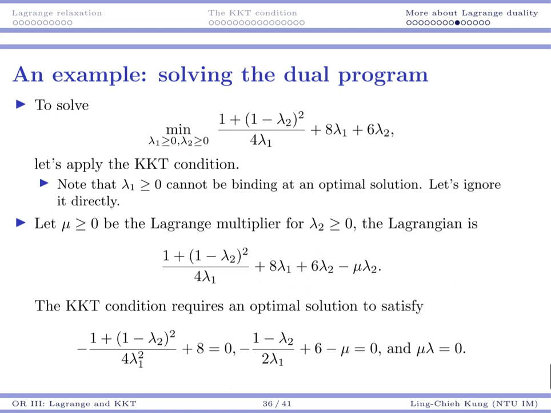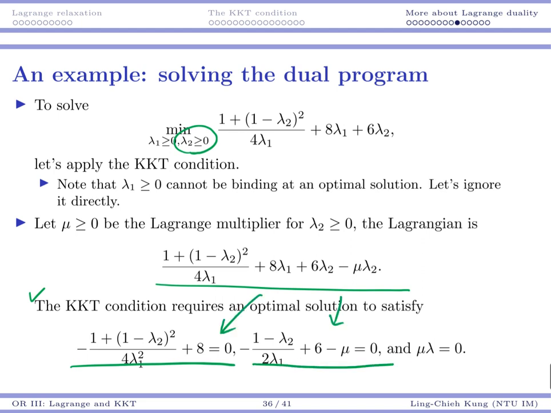Once you have your Lagrangian, now you may take a look at your KKT condition. You of course need your lambda 2 to be non-negative. You also need this guy to give you the first order condition, and this one, mu multiply lambda 2 should be 0 because that's the required complementary slackness condition. Okay, so this is differentiating the Lagrangian with respect to lambda 1. This is the differentiation with respect to lambda 2. And then the last one, complementary slackness.